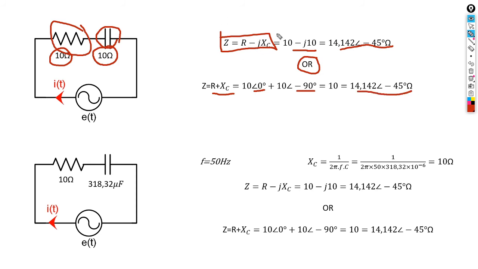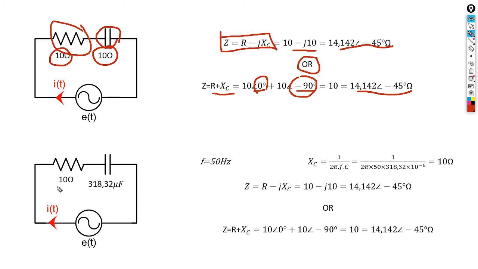Then someone will apply this formula. The thing is, you need to make sure that you know that a pure resistance is always at 0, a pure capacitor is at minus 90, and then you add them like that to get your final answer.